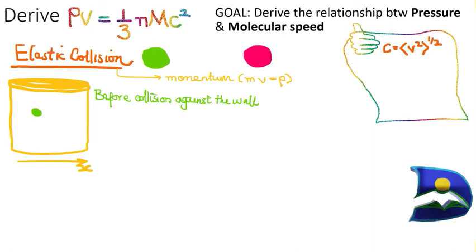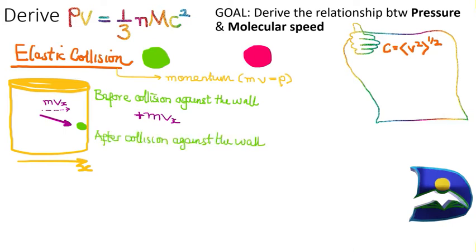Before collision against the wall, which we're going to be focusing on, the molecule moves to the wall, creating a specific momentum direction where we have to consider the coordinates. First we focus on the x coordinate, which in this case is the momentum m multiplied by the velocity on the x coordinate. And after collision against the wall, the molecule bounces and moves in the other direction.